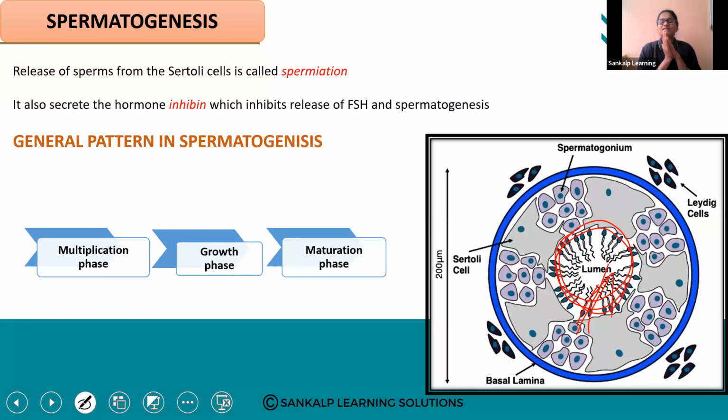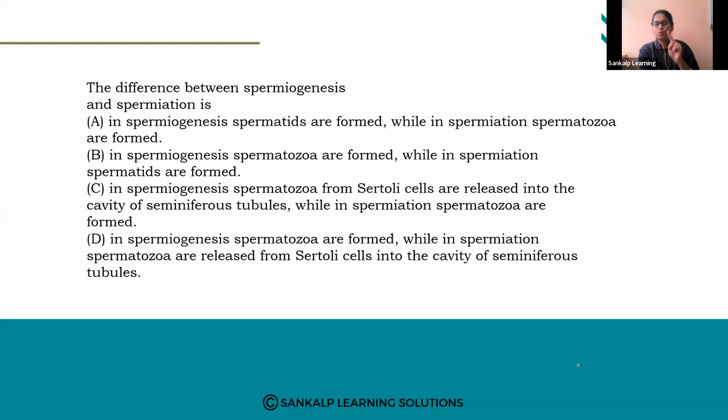This is called spermiation. So as Komala and Anvita answered it correctly, option D is the right answer. See here, in spermiogenesis, spermatozoa are formed from spermatids. While in spermiation, spermatozoa, that is sperms themselves, are released from Sertoli cells into the cavity or lumen of seminiferous tubules. This is the right answer. Good going. Next question.